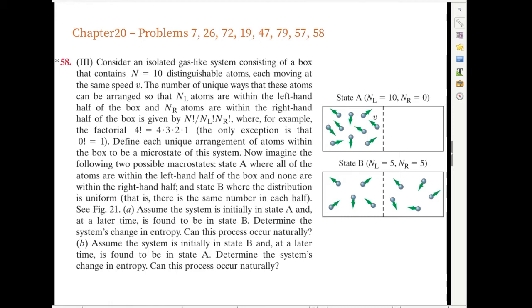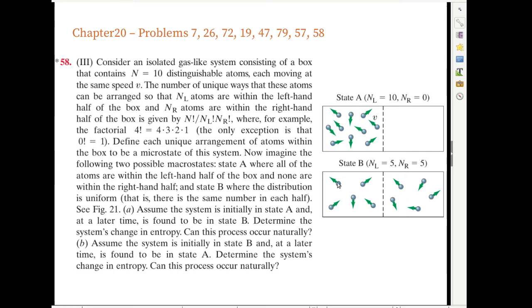So this NL, they have this chamber on the two sides, and NL is the number of atoms on the left, and NR is the number of atoms on the right side of the chamber. So here in state A, you have all 10 of them on the left, none on the right. In state B, you have 5 of them on the left and 5 on the right. Now, because the atoms are distinguishable, saying that 10 on the left and 0 on the right corresponds to just one microstate, but state B, 5 on the left and 5 on the right, can actually be done in a number of ways.